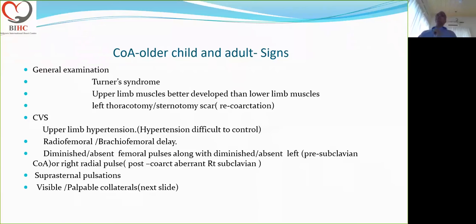Sometimes it is not only the femoral pulses, but the other pulses may behave differently. You may find that the femorals are weak and the left radial is also weak, which means that the coarctation is involving the left subclavian. Or as a bizarre finding, the left subclavian is okay, the left pulse is okay, but the right pulse is weak. This happens when there is an aberrant right subclavian, not an uncommon anomaly, which arises distal to the coarctation from the descending aorta.